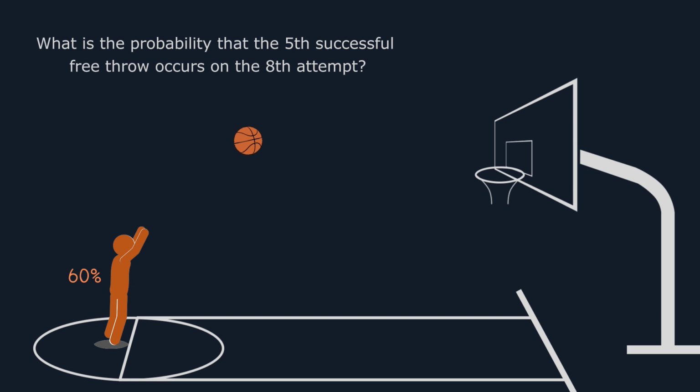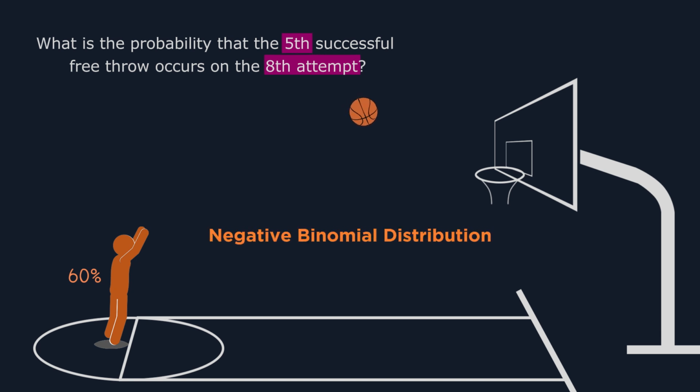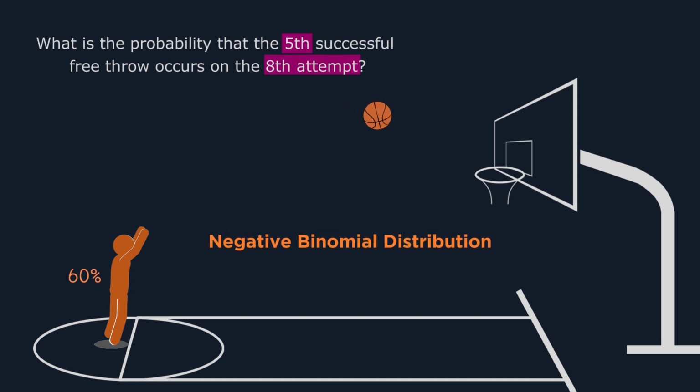In the binomial distribution, we focus on the number of successes within a fixed number of trials, while in geometric distribution, we're interested in the trial on which the first success happens. But this time, we're not just looking for the first success or counting the number of successes. We're focusing on when the fifth success occurs on a specific attempt. This is where the negative binomial distribution comes into play.